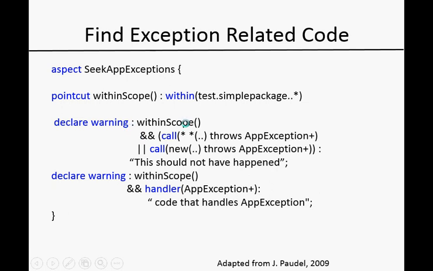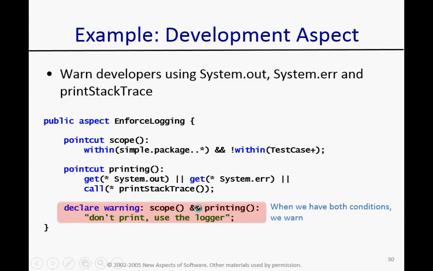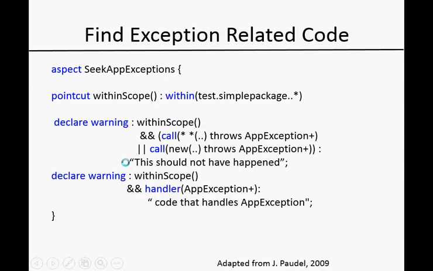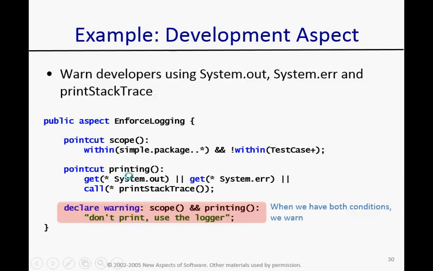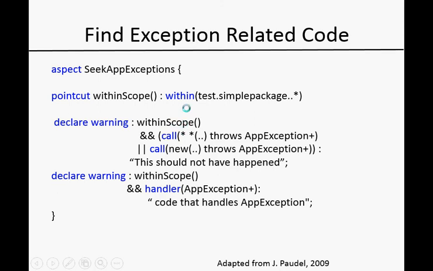Or for example, folks, we're again looking within a certain scope in this simple package. Note that in contrast to this one, which used named pointcuts, here we have an anonymous pointcut for these components. We have this named one, but then we have these further criteria, not captured in a named pointcut like printing, but just here inline. So if we're within the scope, and we are having a call to something that throws an app exception, or we're calling new on a constructor that throws an app exception, then we could warn the developer that this is inappropriate, that we're calling something that risks throwing some exception. Okay.